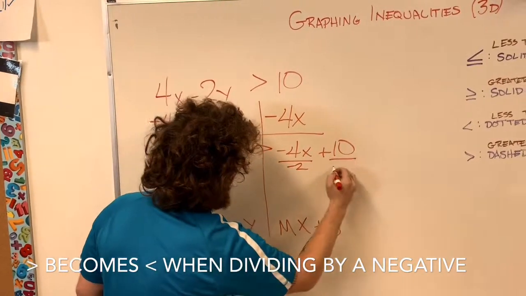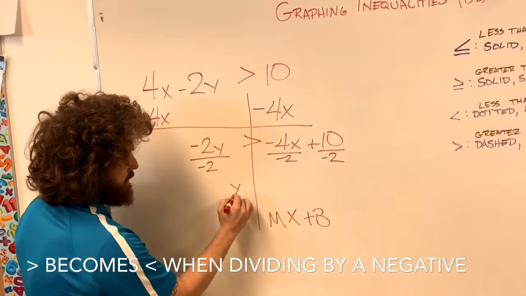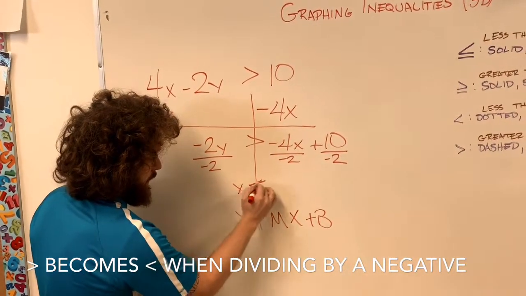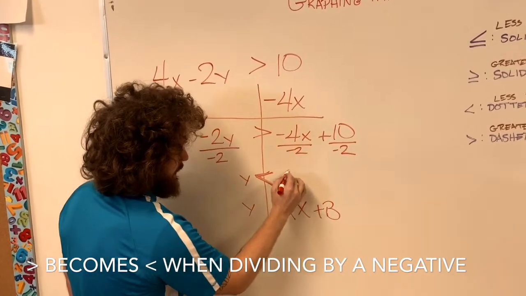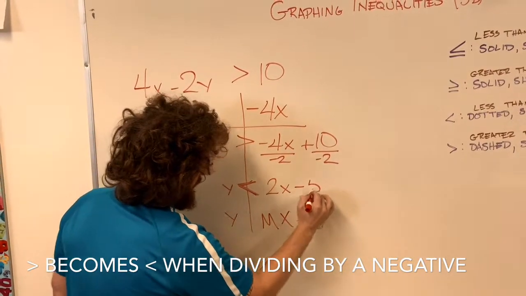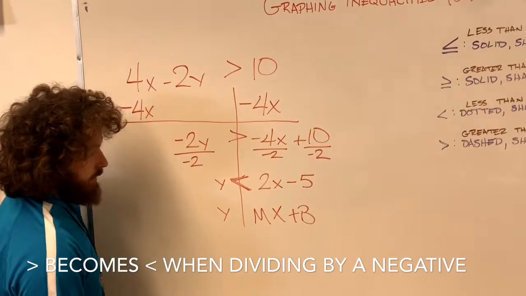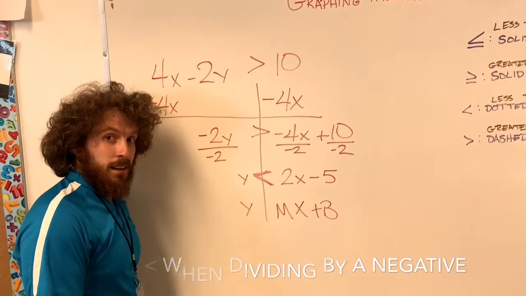Every term gets divided by 2. This is going to leave me with just one y. But my sign is going to flip, because when you divide by a negative, you must change the sign. Make sure you divide correctly to get 2 of these x's and a negative 5. Now I have my inequality. My slope and my intercept will allow me to graph this.